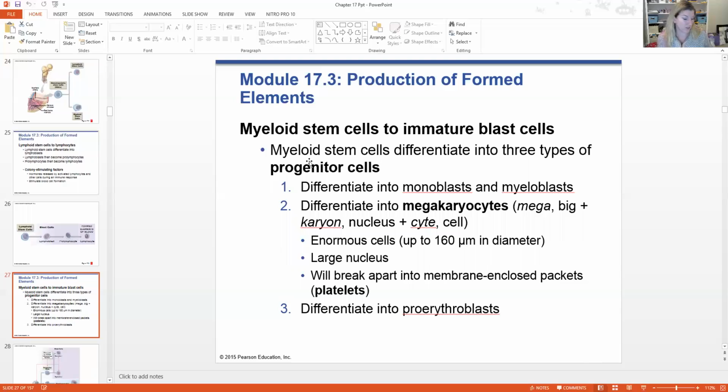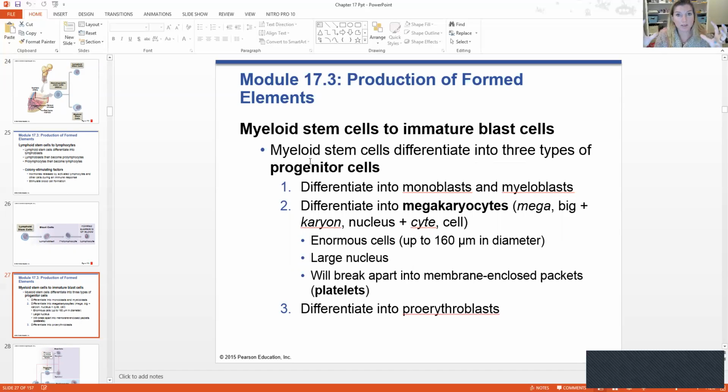So myeloid stem cells can differentiate into three types of progenitor cells. They can differentiate into monoblasts and myeloblasts. They could also differentiate into megakaryocytes. Megakaryocytes, if you think of the prefix mega, are basically like a humongous cell. They have lots of cytoplasm in them. Basically, the whole function of a megakaryocyte is to break off those pieces of cytoplasm, and those pieces are the platelets. So platelets aren't actually a fully formed cell. They're pieces of a megakaryocyte. Or they could differentiate into pro-erythroblasts.